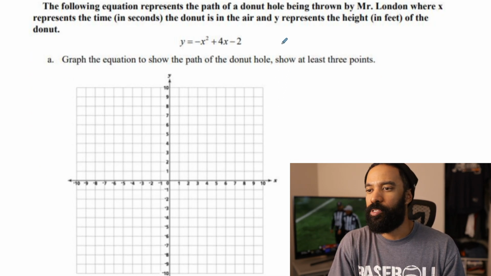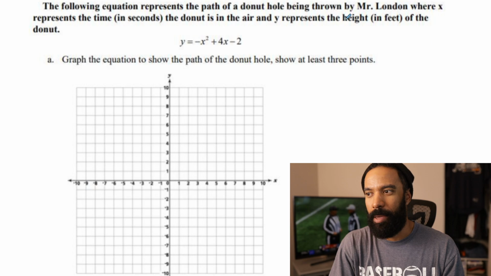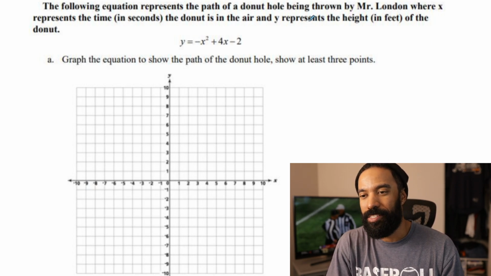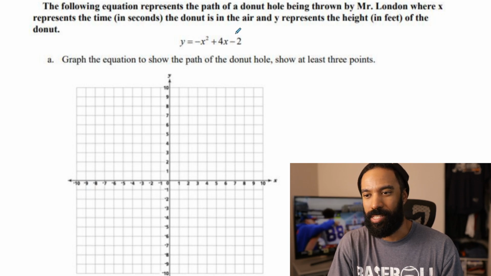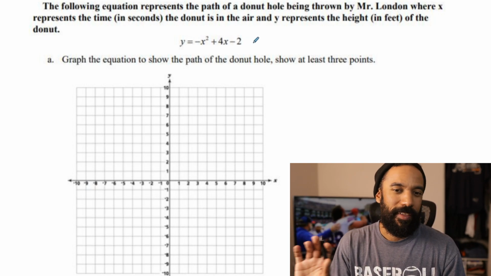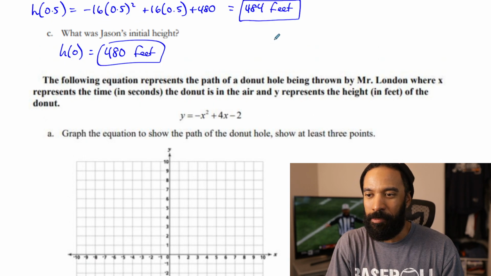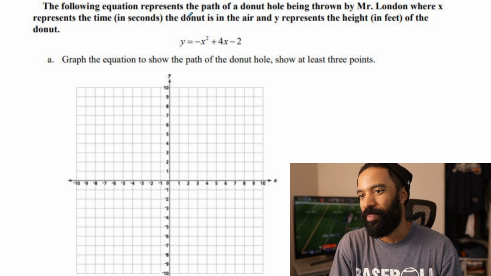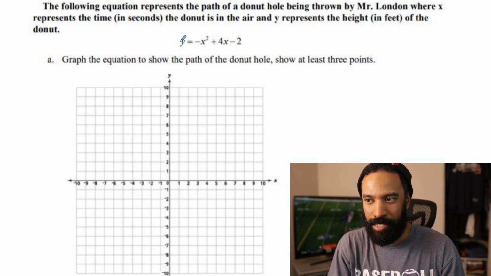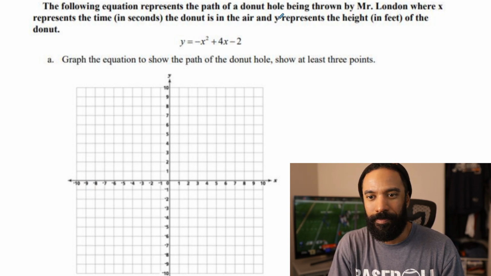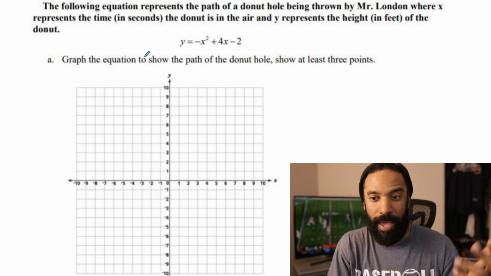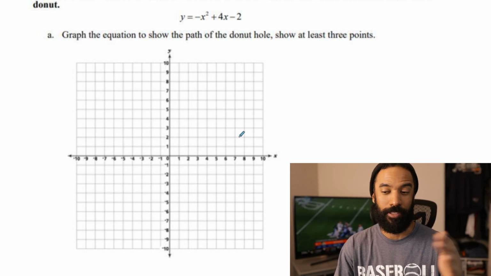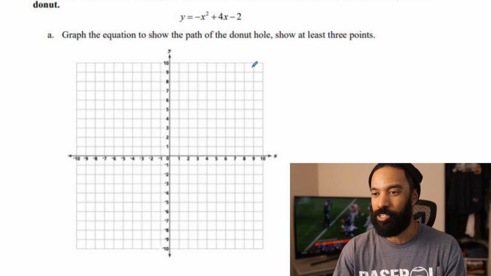The following equation represents the path of a donut hole being thrown by Mr. London. Don't know what that is. Where x represents the time in seconds the donut is in the air, and y represents the height in feet of the donut. What I don't like about this problem is gravity isn't mimicked anymore. That negative 16 is there for a very specific reason. Now it's not here anymore, but that's okay. So x is now the time, y is now the height of the donut. All right, so this is the path. Graph the equation, show the path of the donut hole, show at least 3 points. I'll show you as many as I can fit, guys, integer-wise.